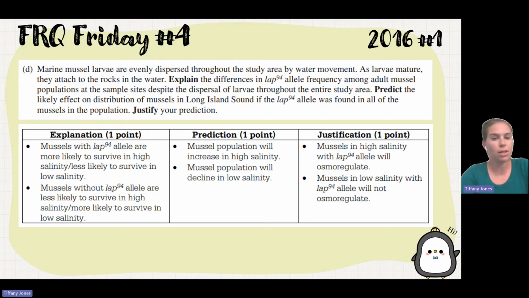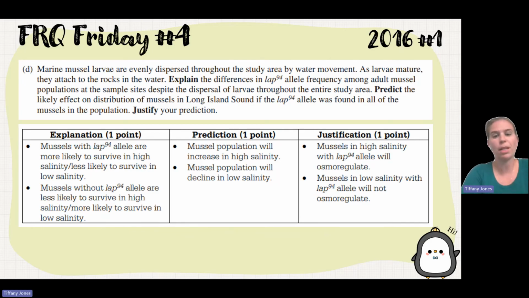So D talks about how our marine mussels are evenly distributed throughout the sample area. As larvae mature, they attach to rocks. So explaining the differences in that lap allele among those adult mussels, predicting the distribution, and of course, justifying it. And so if we find that they're in a very high salinity area, those mussels that have a higher frequency of the lap allele are going to be more likely to survive. And then they're not going to be as likely to survive in the hypotonic or the low salinity environment. And so that gets us a little bit into evolution, on the causation of more alleles meaning I'm going to be more favorable in a high salinity environment, which of course connects.